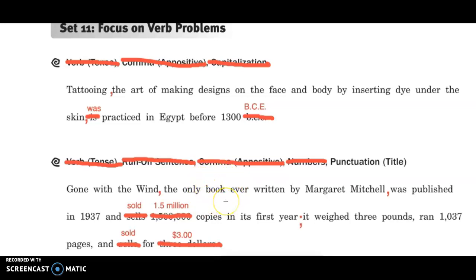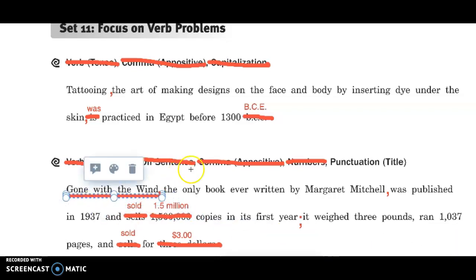Book, I know, is a major work, and major works should always be underlined or in italics. Since we cannot italicize printed word, I can show that italics by underlining the phrase. Underlining Gone with the Wind fixes my punctuation error.